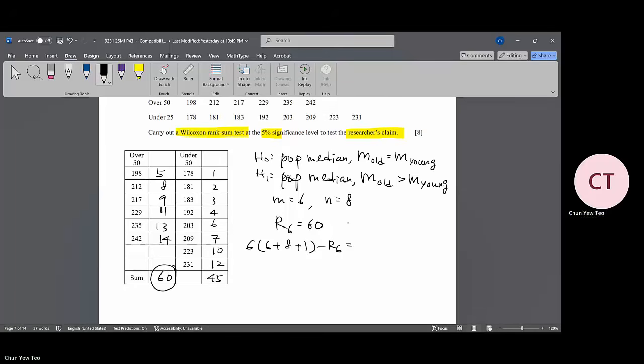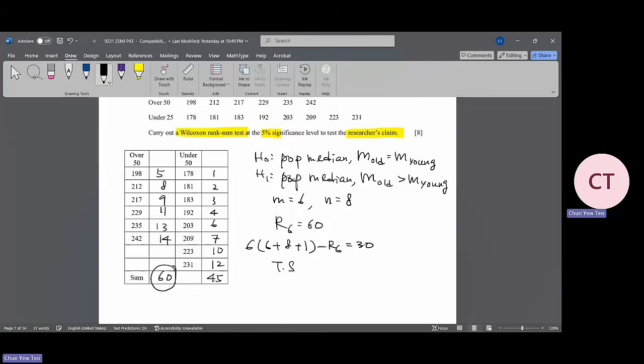Formula will be Rm, and this one it will be M plus N plus 1 minus the Rm. You want to check who is bigger and who is smaller. So this is the value, and calculate this, and then you can get this one as a 30.